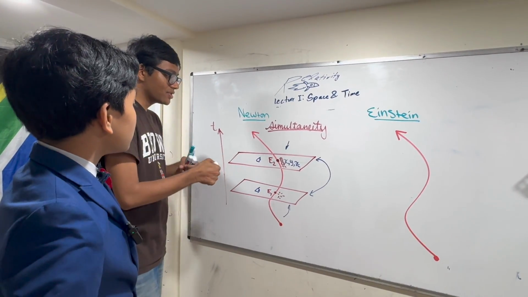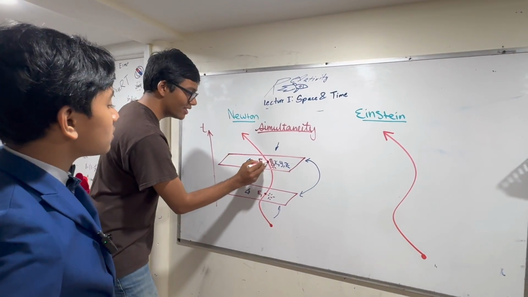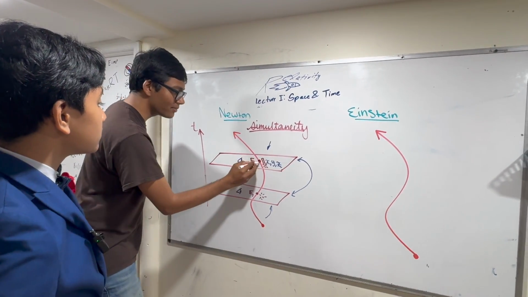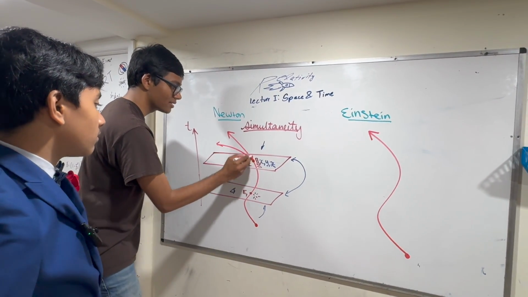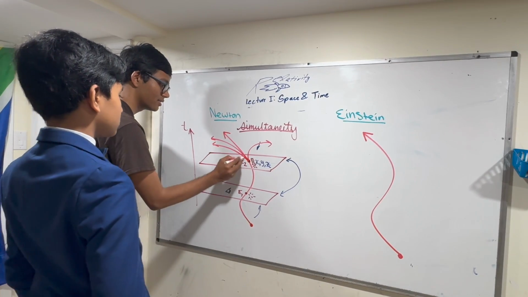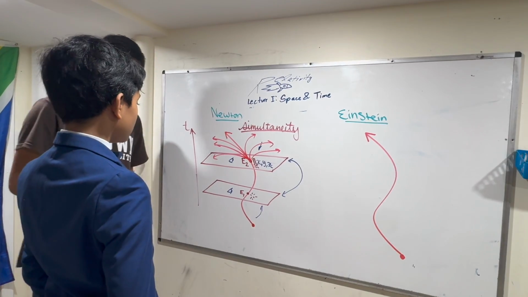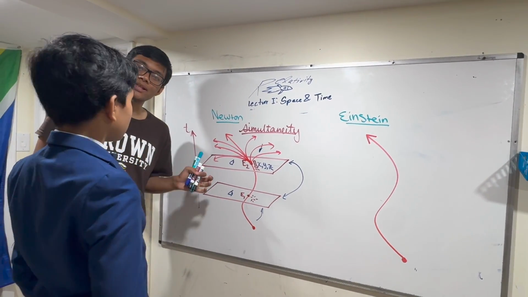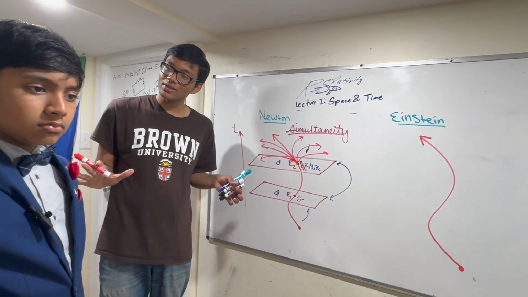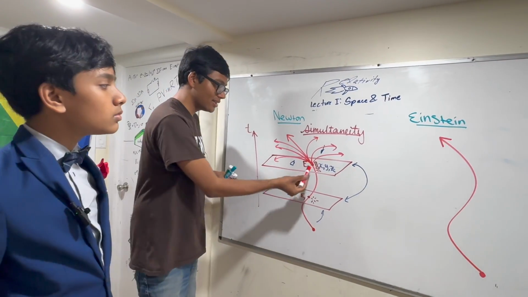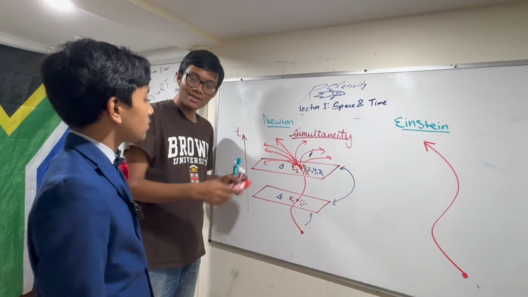But in Newton's picture, take a look. From event 2, where can the ball go? Can it go here? Can it go here? Can it go any way it wants, with any speed? There is no speed limit. Is there any speed limit in Newton's picture? No. The ball can go any direction at any speed.